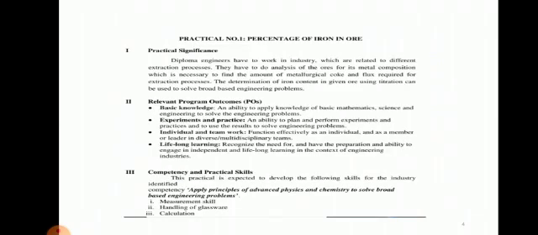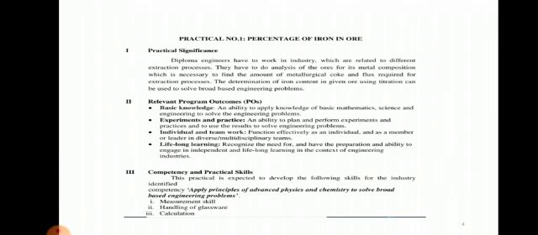Today we are going to perform practical number 1, that is percentage of iron in an ore. What is the meaning of the ore? A naturally occurring substance which contains metal in a larger quantity is called an ore. We are going to extract metal from the ores.